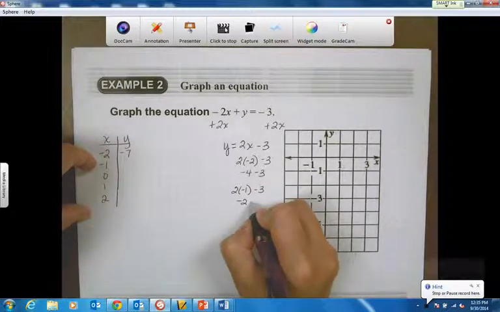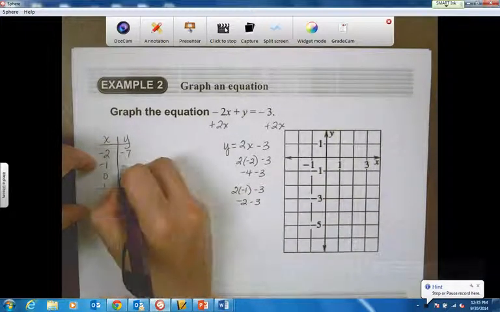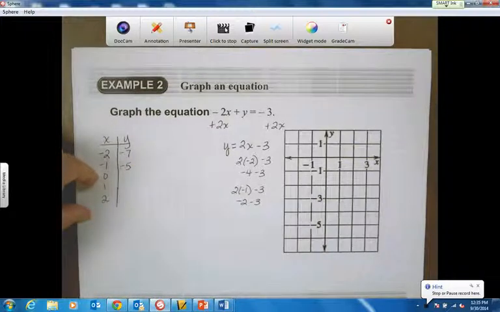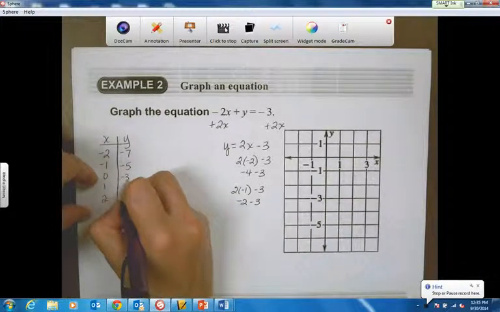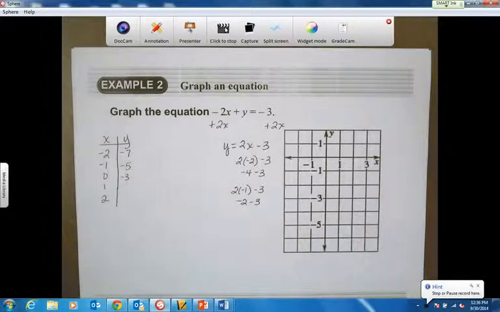Do we see a pattern emerging? It's moving up by 2's, correct? What do you guys notice here? That's a 2, and it's a positive 2. Do you think there's a coincidence there?